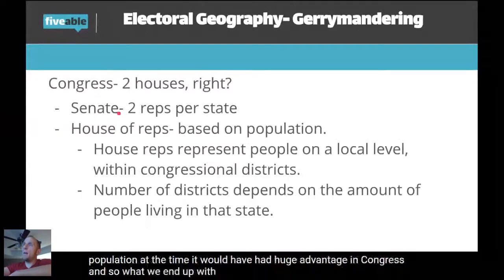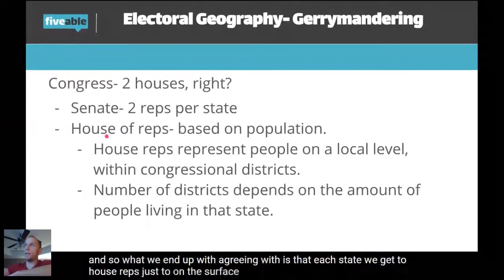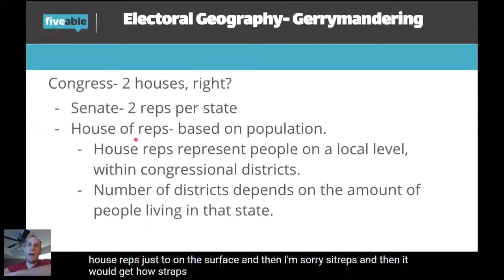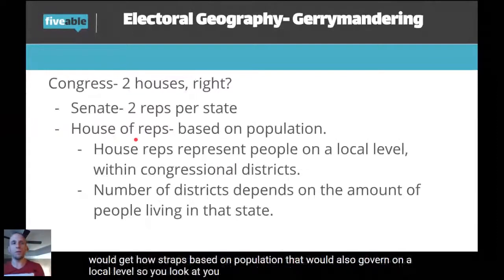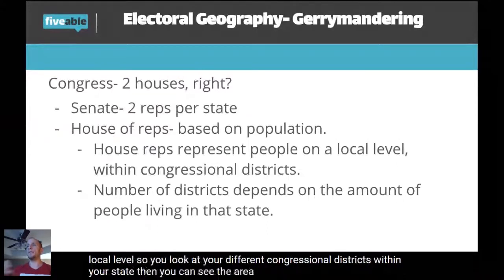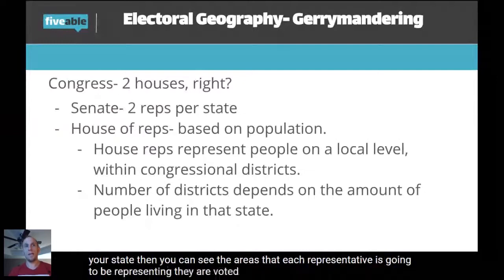And so what we ended up agreeing with is that each state would get 2 Senate reps, just 2 on the surface, and then it would get House reps based on population that would also govern on a local level. So you look at your different congressional districts within your state, then you can see the areas that each representative is going to be representing, and they are voted in by the people of that particular area.